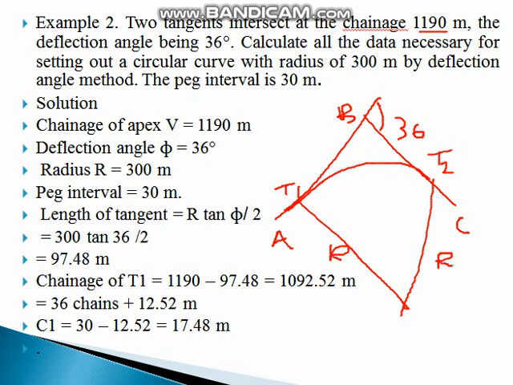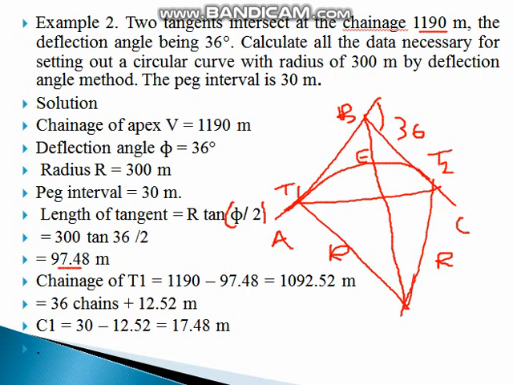300 meters. Then first you have to calculate the tangent length. So this is T1, for example, let this be T1 E T2. The length of the tangent is R tan phi by 2, that is the formula. So you remember R tan phi by 2. So 300 tan of 36 divided by 2, since the deflection angle is 36, divided by 2, you get the answer 97.48 meters.